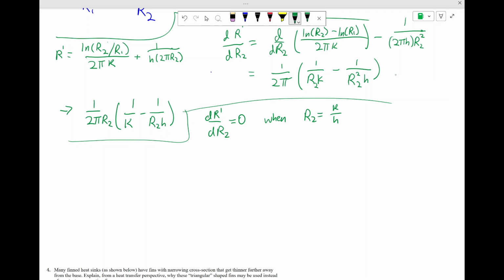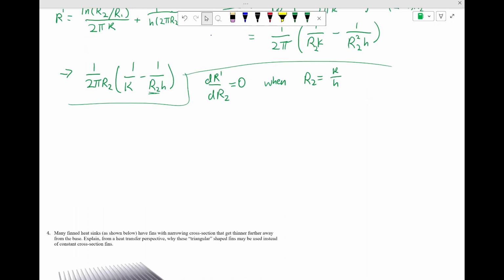If we plug in R2 equals K over H here, this will give us a 0 slope. Now that we recognize that there is this local minimum or maximum, we should ask, what does this actually imply? Let's sketch this out. We draw the overall thermal resistance through the insulation and the convection on the outside, versus R2. R2 can't be less than R1, otherwise it would be inside out. And somewhere in the middle, we have R2 equal to K over H.